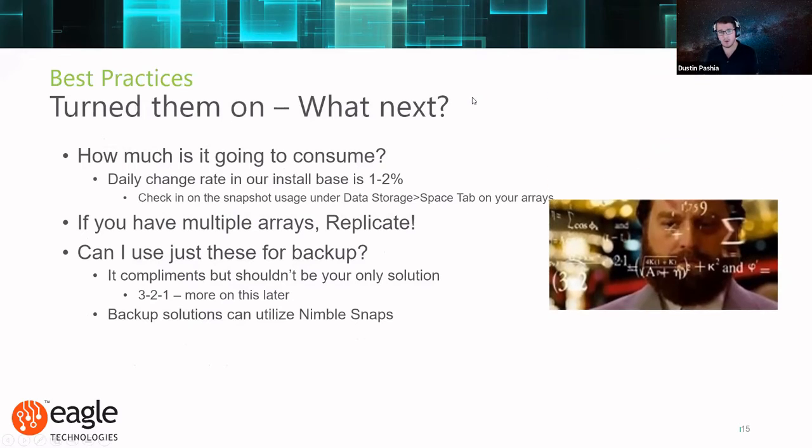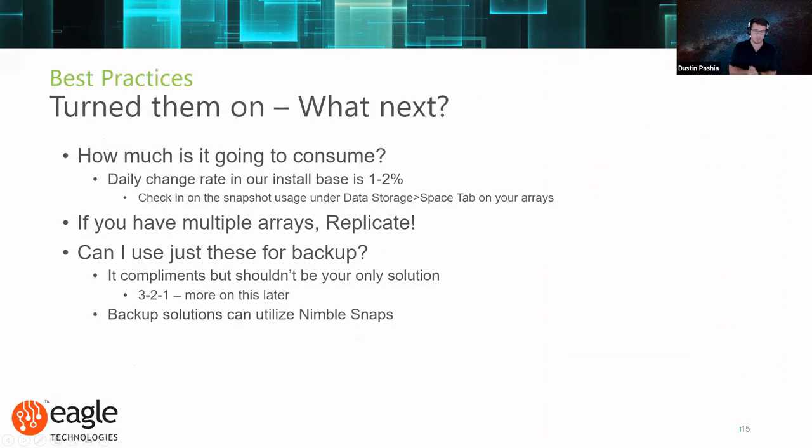All right, so you turned them on. Now what? What do you need to watch out for? The first thing you want to look for is the change rate. On average, our install base sees a 1 to 2% daily change rate for their workloads, but that could vary for you. So just keep an eye on it, and you can monitor this in the data storage space tab on your Nimble array.